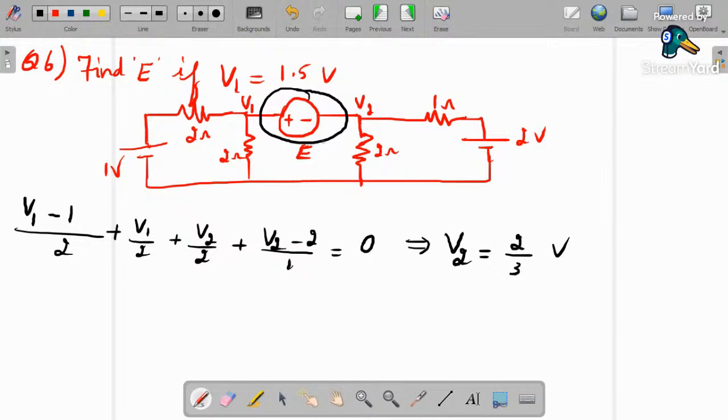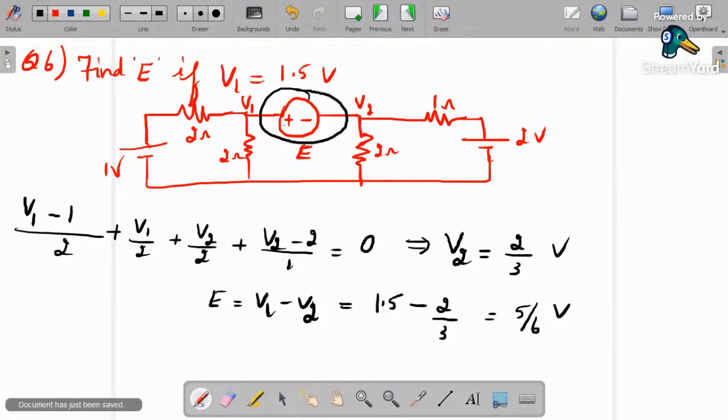Okay. So what do we know? What is E? E is nothing but V1 minus V2, higher potential to lower potential. So V1 minus V2. So what is V1? It is 1.5 and V2 is 2 by 3. Yes, so the answer will be 5 by 6 volt. Yes, E required is 5 by 6 volt.